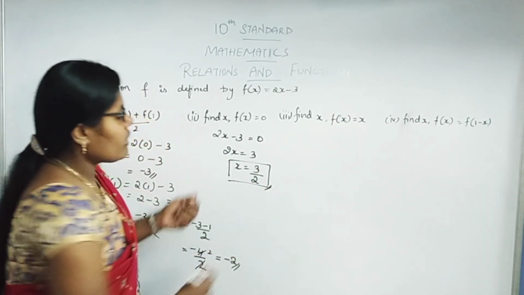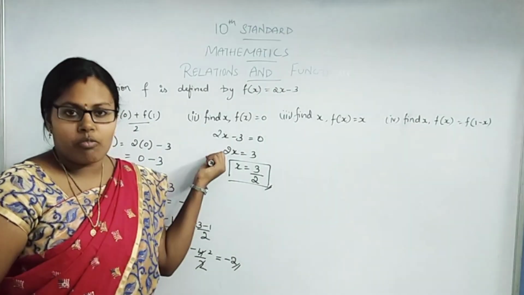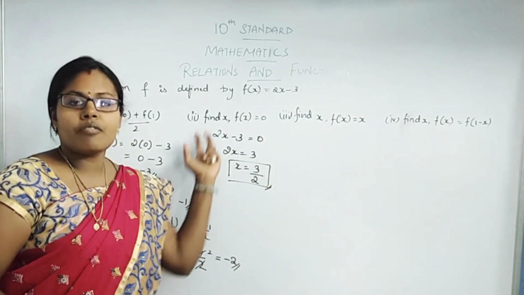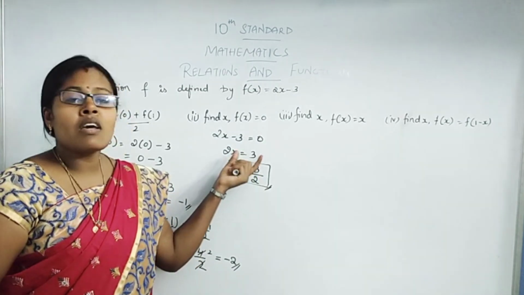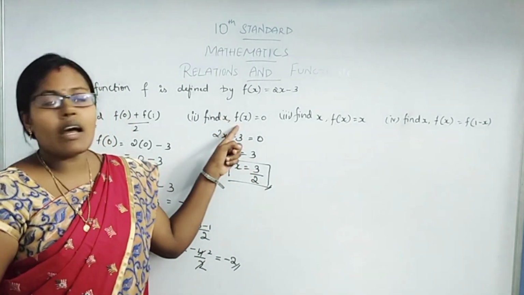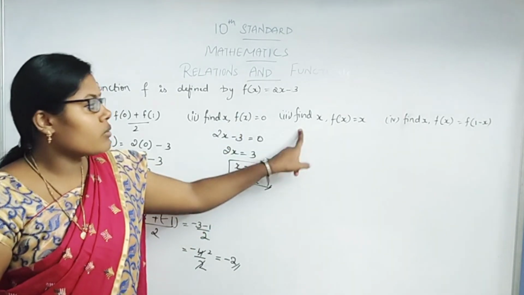Here 2 is in multiplication format. If I shift it to that side, it becomes division format, which becomes 3 by 2. So this is the x value. Next we'll see the next sum.